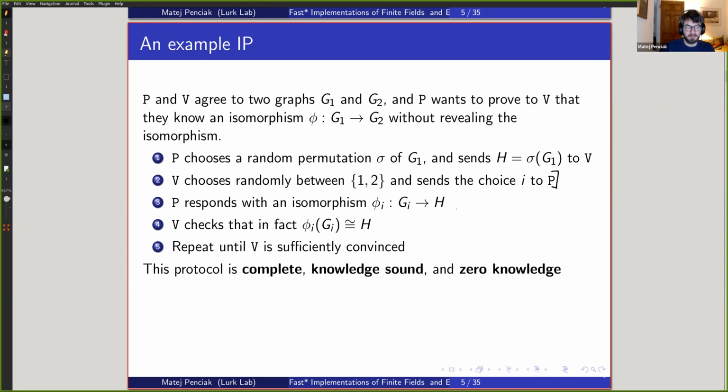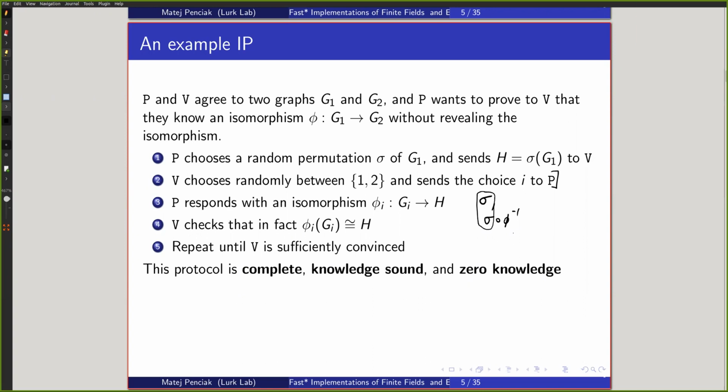So in the two cases, the prover either sends over this permutation sigma or this permutation sigma composed with phi inverse. So there's no real data leaked about the isomorphism phi, because sigma is thought of as a hidden, hiding parameter that the prover has calculated himself.